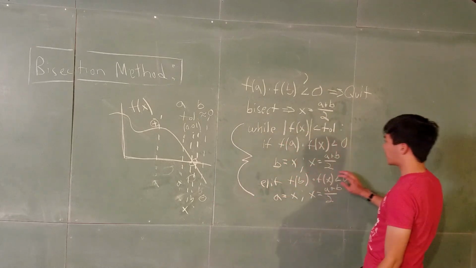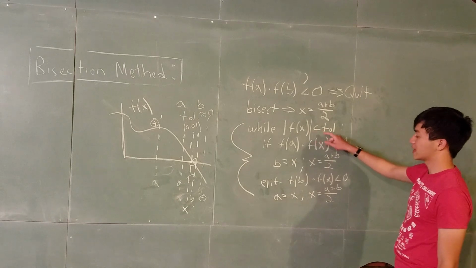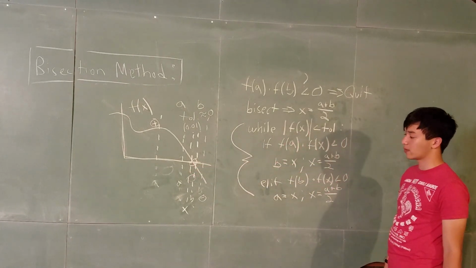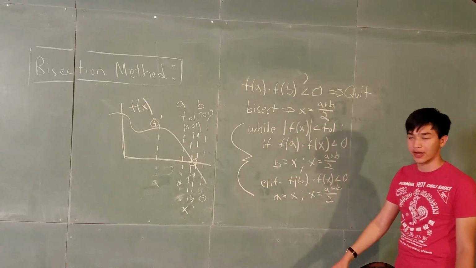All right, and then we cycle back up to the top of the while loop. And we check one last time. Is the absolute value of f of x less than tolerance? In this case, yes. It's very close to tolerance. So now we finally found an x value that's good enough for our root, and we can quit out of the algorithm. We found the correct x.